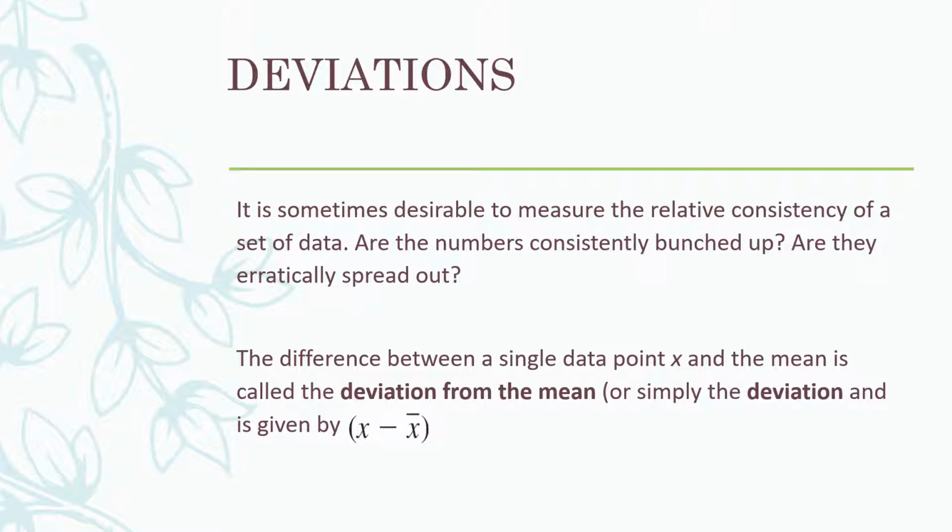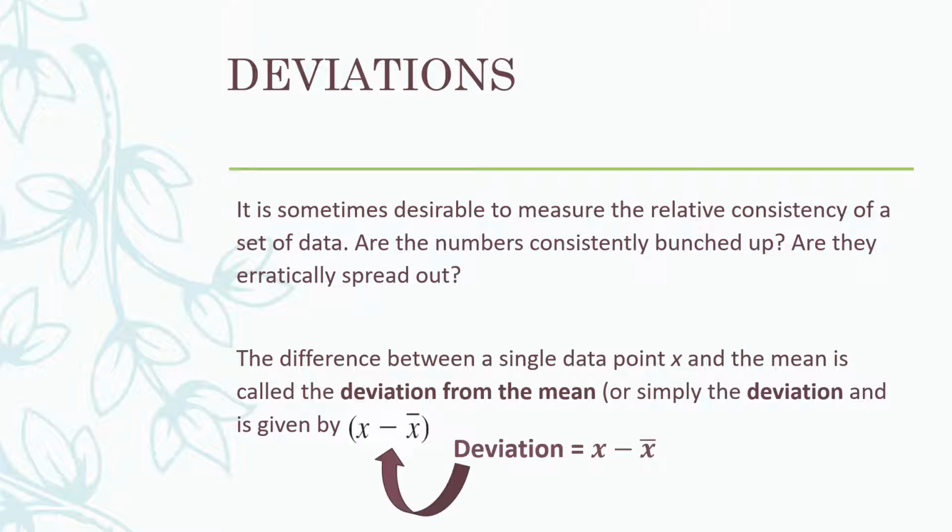It's sometimes desirable to measure the relative consistency of a set of data. Let's say that you do an experiment. You want to figure out, are the numbers consistently bunched up or are they erratically spread out? The difference between a single data point and the mean is called the deviation from the mean, or simply the deviation. And it's given by x minus the mean, so x minus x bar.